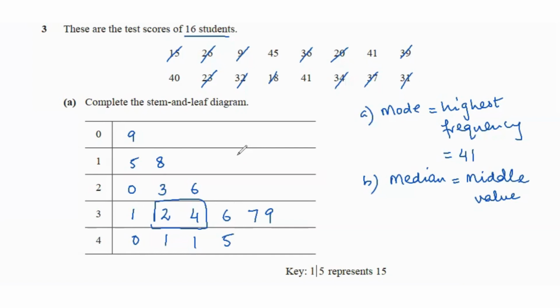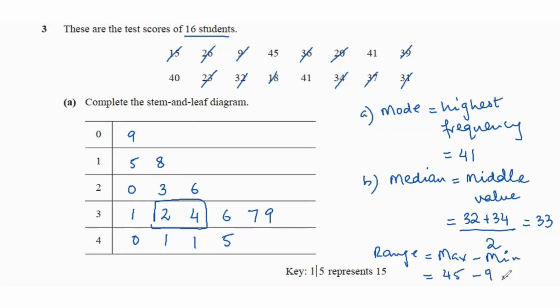And the middle of 2 and 4 will be the median value. So that is going to be 32 plus 34 over 2, which is 33. Always remember to add the tens as well. Just don't find the average of 2 and 4. It has to be 32 plus 34. So 33 is our median, and range is the difference of the maximum and the minimum value. Maximum is 45 and minimum is 9. So 45 minus 9 is going to equal 36. So that's your mode, median, and range.